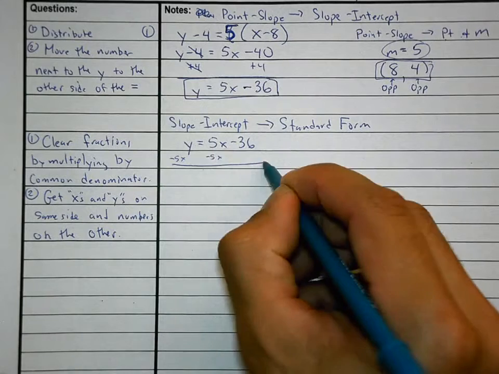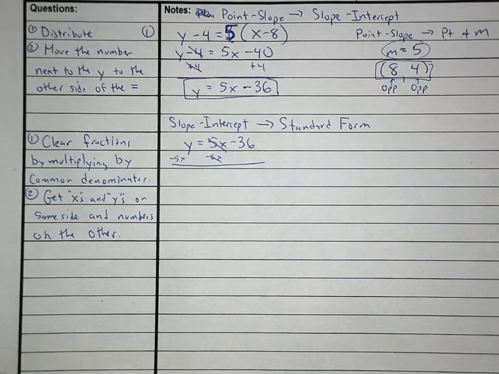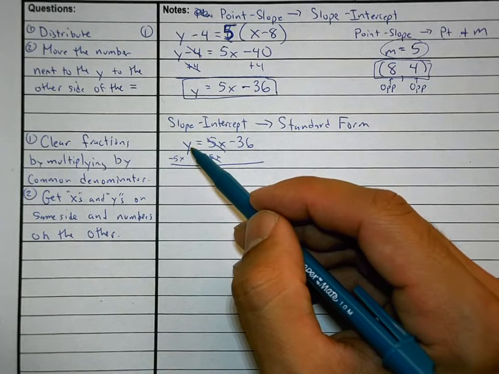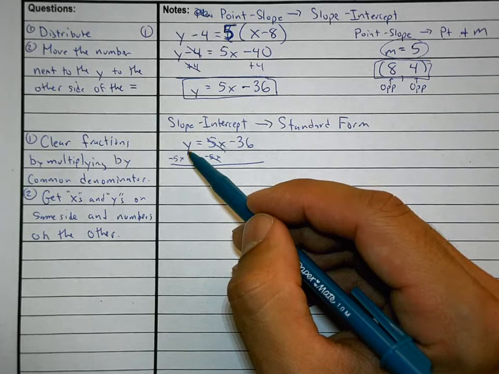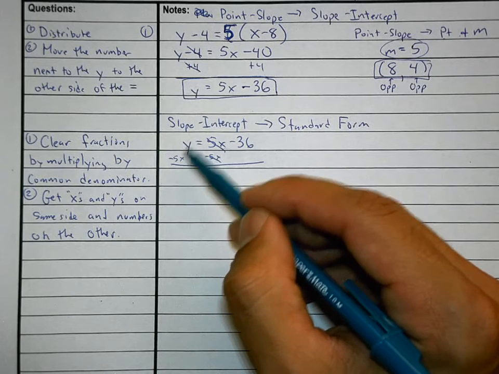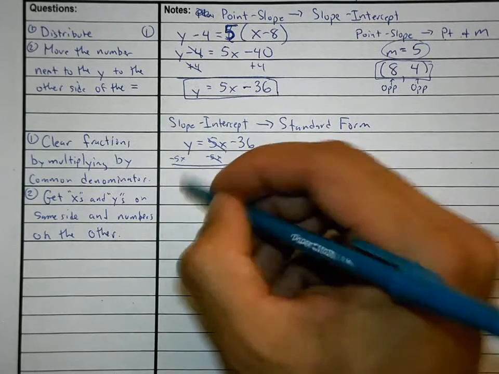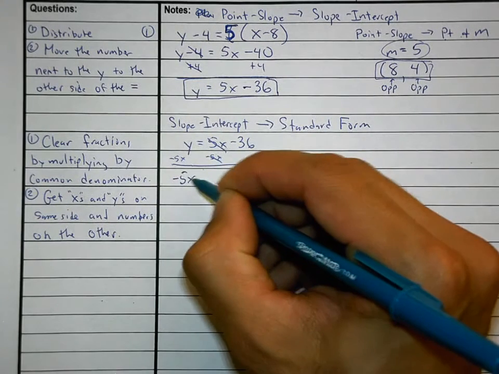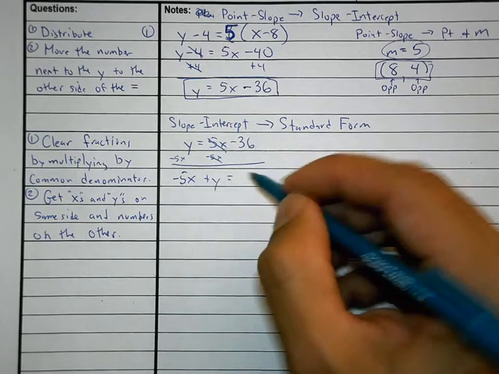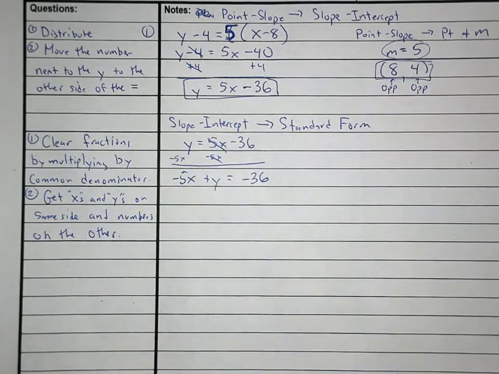I agree. And what you get is, can I put those together? Are those like terms? Do these combine? They do not combine. They are not like terms. So I would just write it out. Negative 5x plus y equals negative 36.